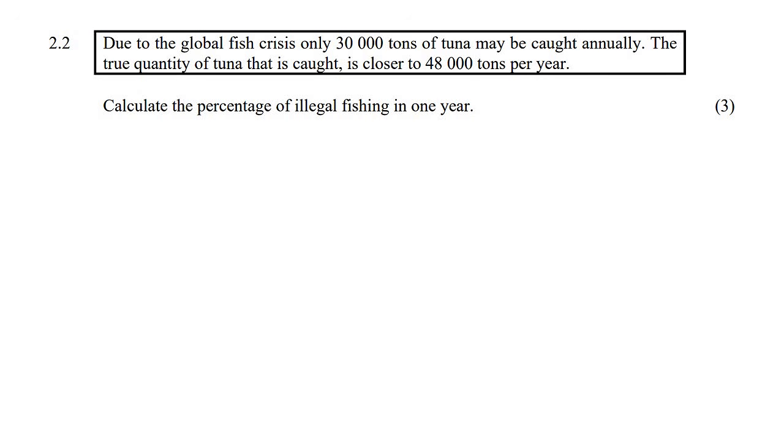Due to the global fish crisis, only 30,000 tons of tuna may be caught per year. The true quantity of tuna that is caught is closer to 48,000. Calculate the percentage of illegal fishing. Okay, so there is a total of 30,000 tons of tuna that you are allowed to catch. But these people are catching 48,000. So how many tons is illegal?